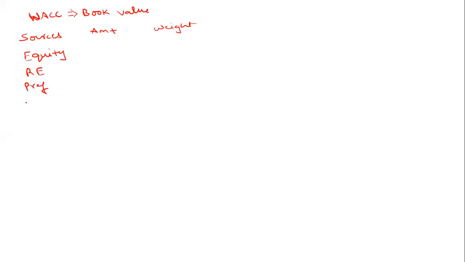Now we are going for WACC, and this is for book value. Come on, let us work it together. What are the sources we have? Equity, retained earnings, 7% preference capital, debentures, and 12% loan. Amounts, please, quickly.